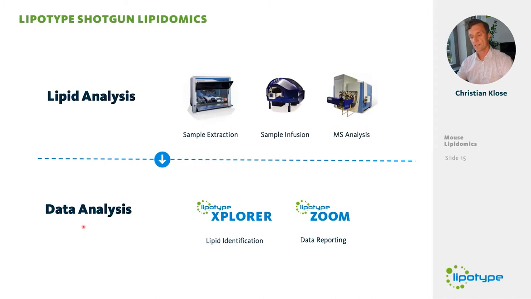The second important part of the whole workflow is the data analysis itself. So as you know, we obtain the mass spectra, but this is only masses. So we need to find out what lipids are actually hidden behind these masses. And for that, we have developed a software called Lipotype Explorer, which actually does the lipid identification in the mass spectra.